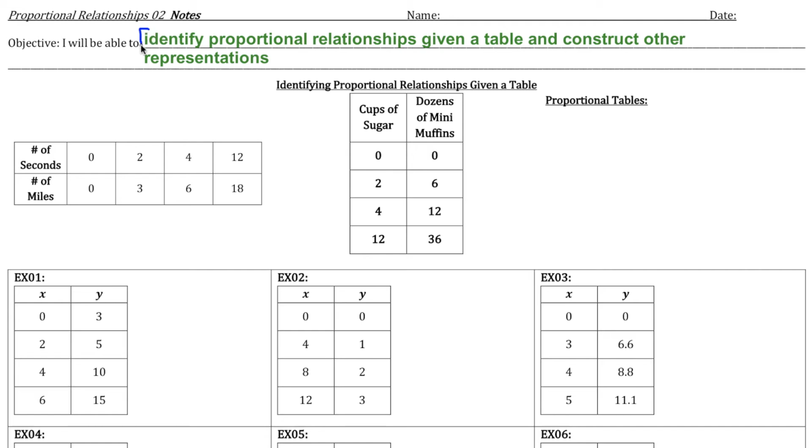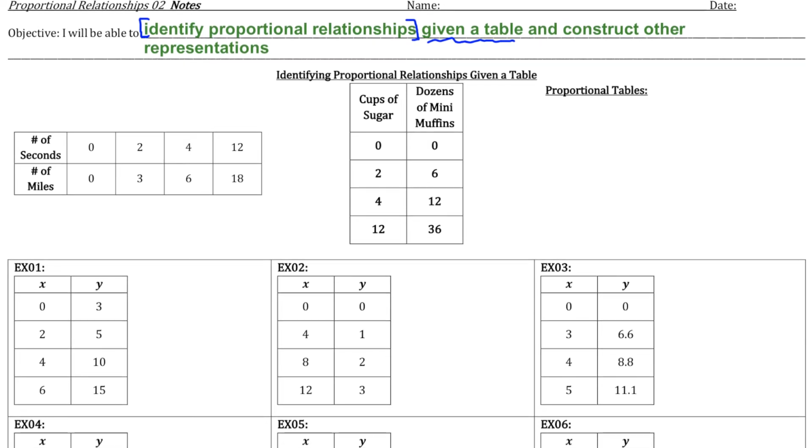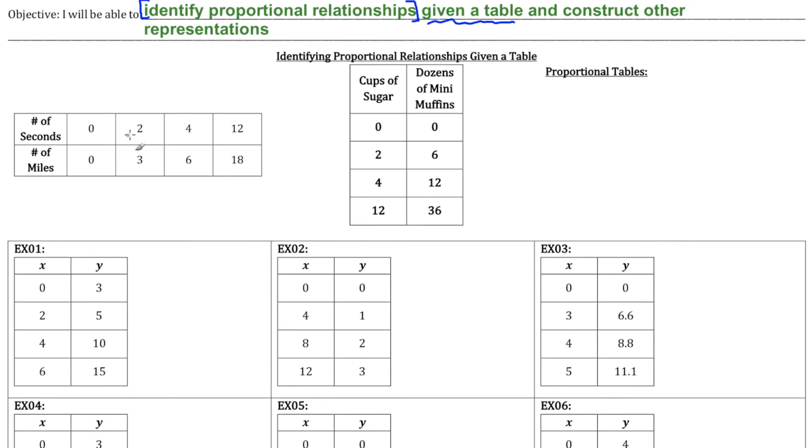Alright, so in this lesson we are going to identify proportional relationships given a table, and we're going to construct other representations. So let's go ahead and look at this first table that we have. If we thought about this as equal fractions, you could see like this would be times 2, times 2. You could see how these are all equal fractions.